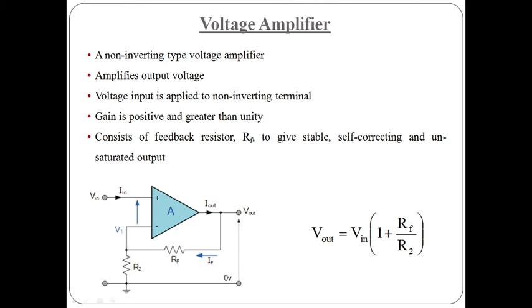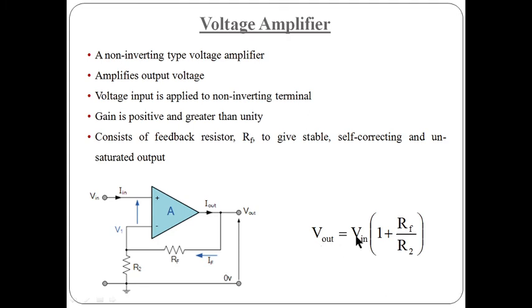So what is this voltage amplifier? A voltage amplifier is a device which amplifies the incoming input voltage, which means we are going to amplify the voltage here. So here this is V of in and this is V of out. This voltage amplifier has this circuit with resistances RF and R2. So it is a non-inverting type voltage amplifier. It amplifies the output voltage. The voltage input is applied to the non-inverting terminal. Gain is positive and greater than unity.